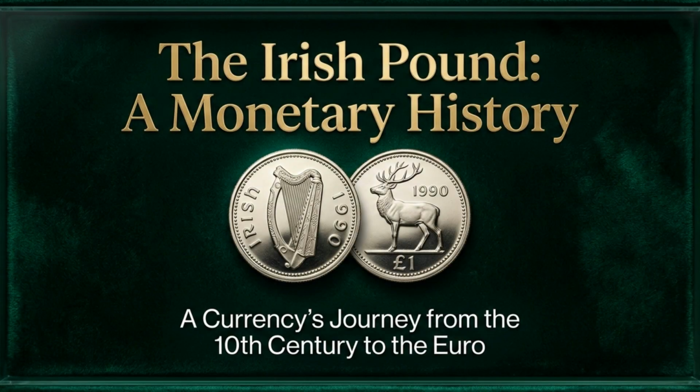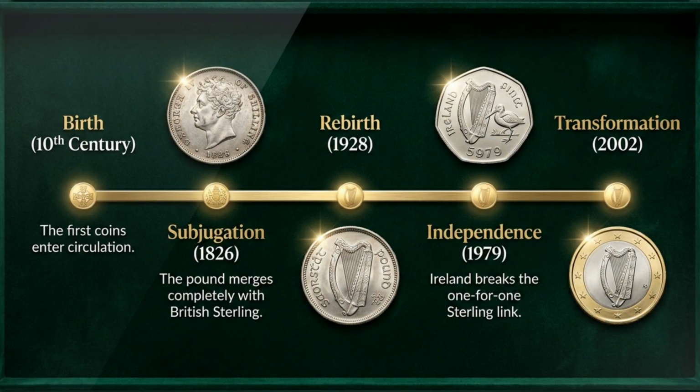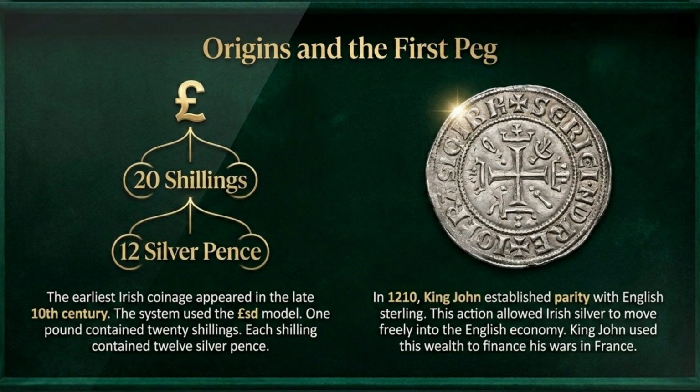Welcome to this video on the monetary history of the Irish pound. We will explore its journey from its origins in the 10th century up to the adoption of the euro. The timeline of the Irish pound spans centuries. It begins with its birth in the 10th century and includes periods of subjugation, rebirth, independence, and transformation to the euro in 2002. The earliest Irish coinage appeared in the late 10th century using the pound SD system.